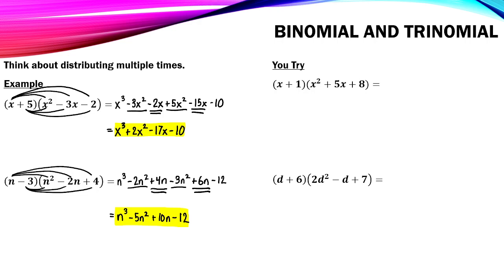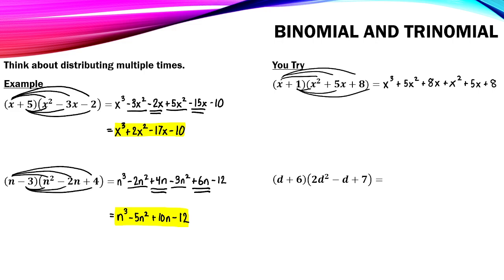Alrighty, so the first U-try, I'm going to take this x here, distribute that to all 3 of these. Once we do that, x times x squared gives me x cubed. X times the positive 5x gives me plus 5x squared. And then the x times the 8 gives me plus 8x. Now I'm going to take the 1 and repeat that same process. 1 times x squared gives me x squared. 1 times the 5x gives me 5x. And then 1 times the 8 is going to give me 8.